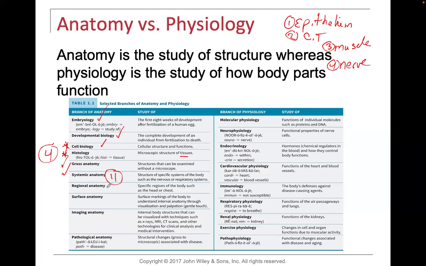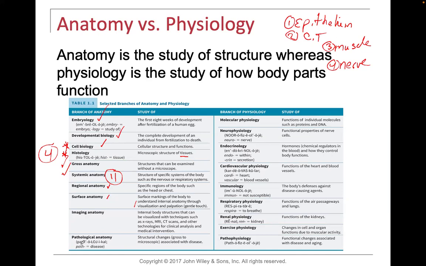Then there's regional anatomy. Maybe you have someone who's a specialist that just deals with the shoulder, or they only deal with hips. That's the regional anatomy. And then surface anatomy, this is really important for phlebotomists or for acupuncturists. They have to really be able to understand the surface markings of the body on the outside. And they should be able to see them and be able to palpate those landmarks. But again, they're really just on the surface.